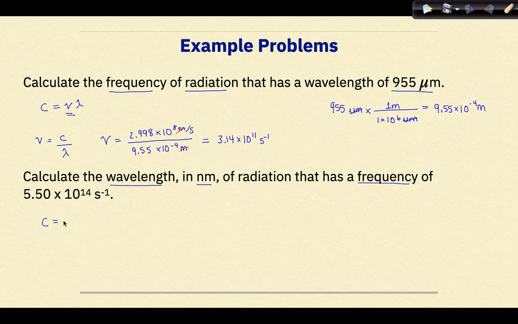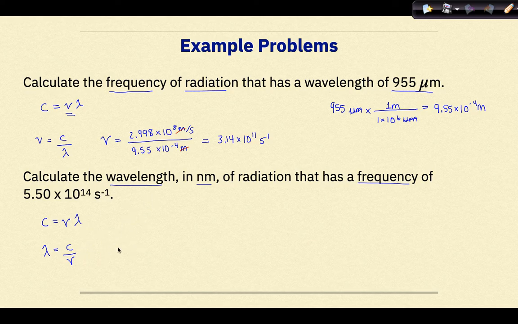Speed of light is equal to frequency times wavelength. This time I'm solving for wavelength, so I'm going to manipulate my formula around. So wavelength is equal to speed of light over frequency. Now I'm going to plug in the values that I have.